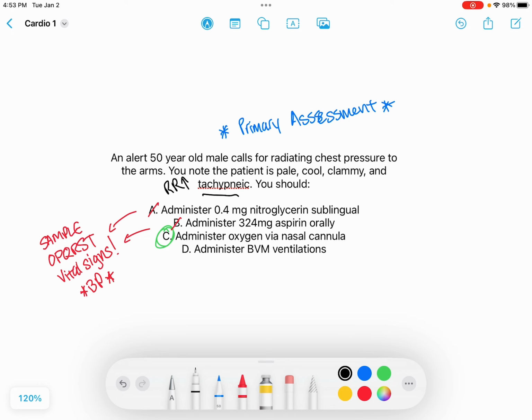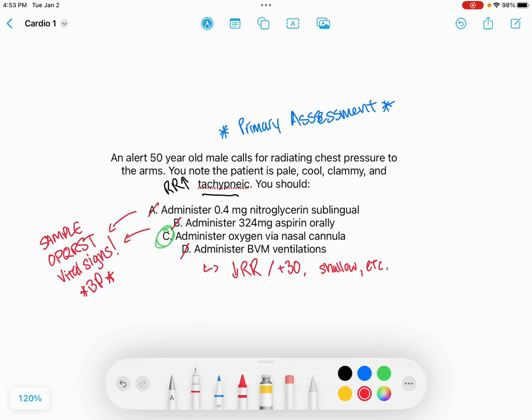So we don't need to flood them with oxygen. We don't need to start BVM ventilations. That would really be for someone who had a low respiratory rate or a respiratory rate above 30, if they were shallow breaths or intermittent, things like that. So we don't need to do the BVM ventilations. Now, I know we don't have an SpO2. Whatever, that's fine. You can give oxygen to someone who you do not have an SpO2 on.